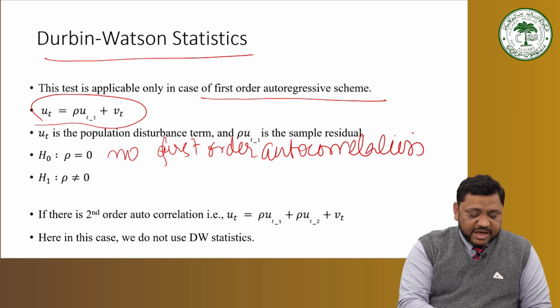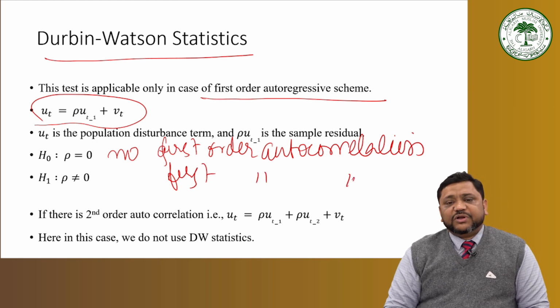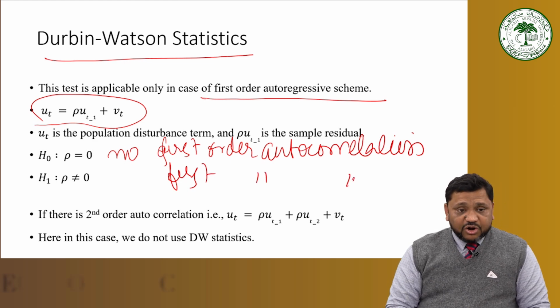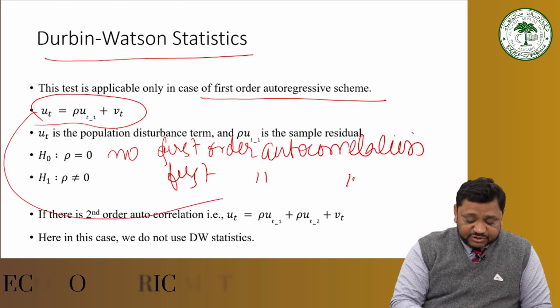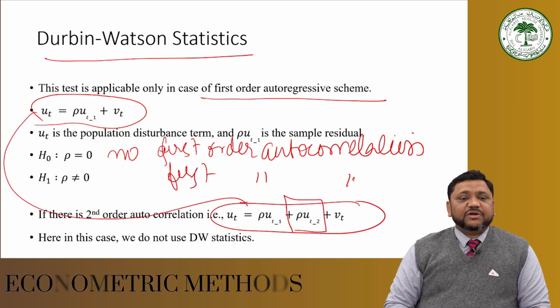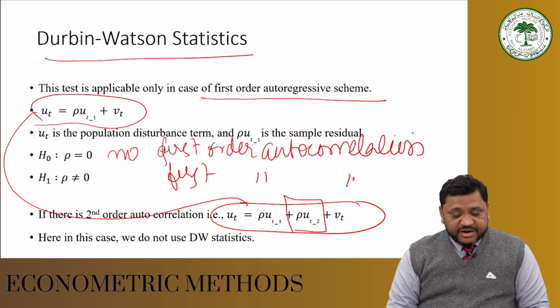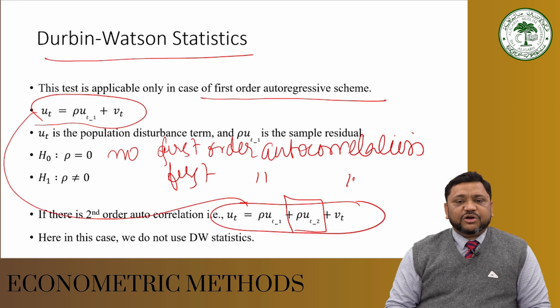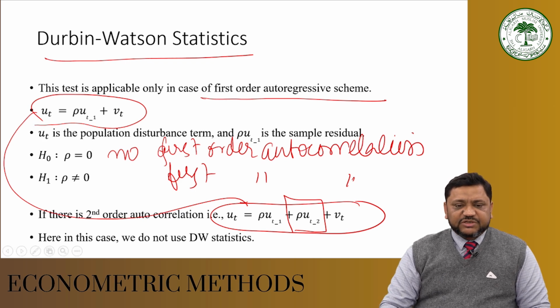And if the null hypothesis is rejected, there is first order autocorrelation. If it is a second order autocorrelation, then the same equation is modified and we have an additional term over here. But the moment you have identified that your autocorrelation is of the second order, then we cannot use the Durbin-Watson statistic. We have to go for another method.